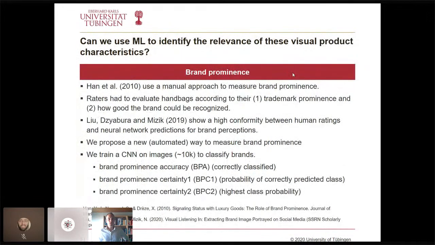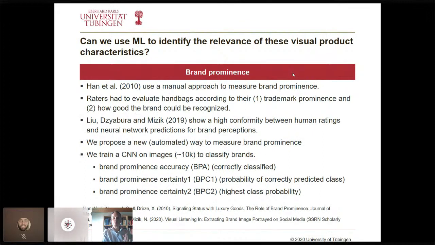The question then is, can we use machine learning to identify the relevance of these visual product characteristics? If we look at brand prominence, how have people done it in the past? In the past, people have used manual approaches to measure brand prominence. So raters had to evaluate, for example, in one study, handbags according to the trademark prominence and how well the brand could be recognized. So that's a very manual approach. And that can only be done for a small number of products, because you need multiple raters.